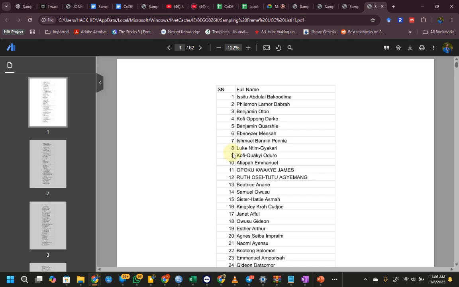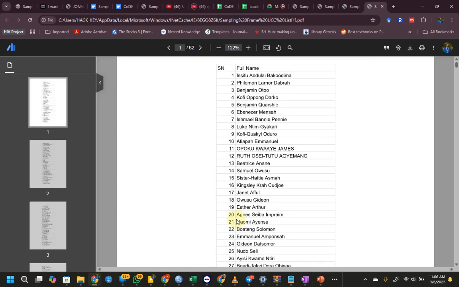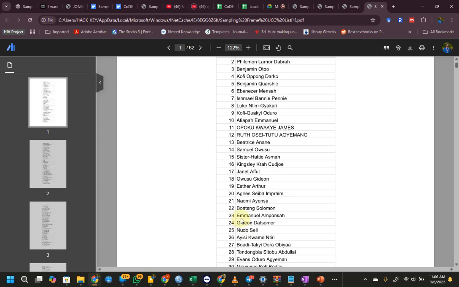Then you add the sampling interval of 10 again to the 16 to get what? 26. Good. So the third element or the third participant will be what? Ayisi Kwame Interi.